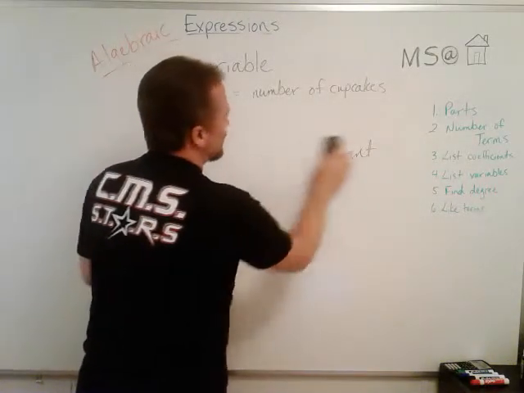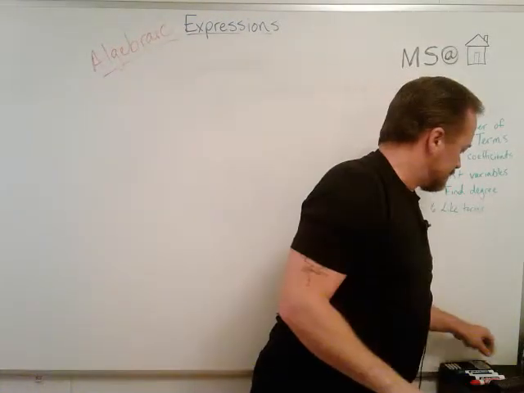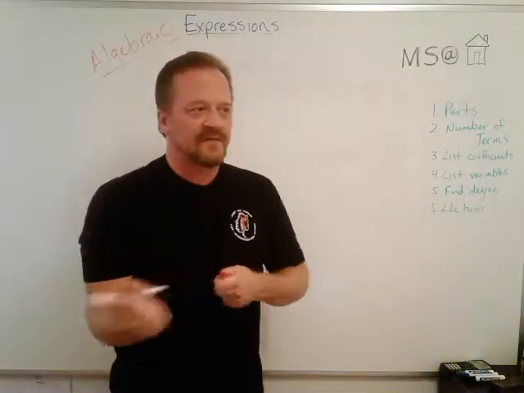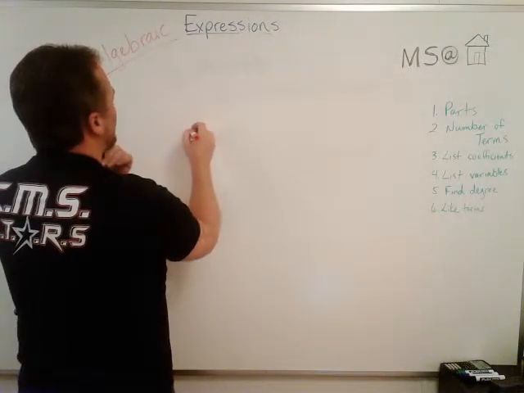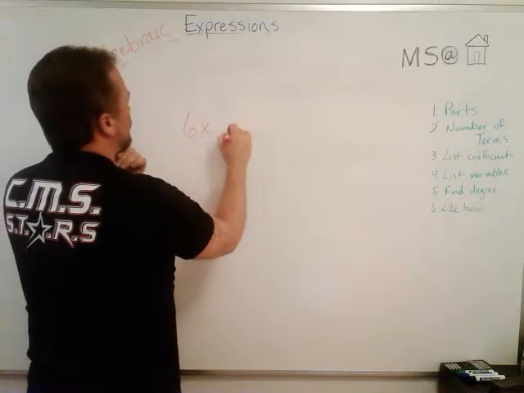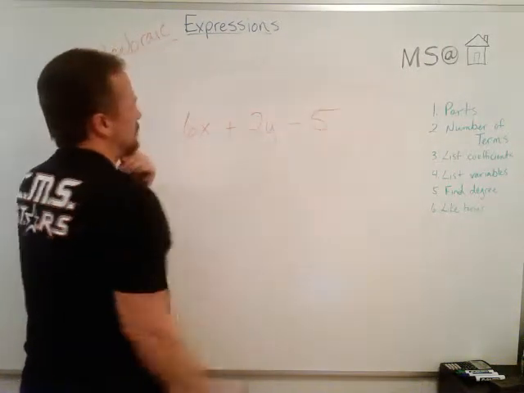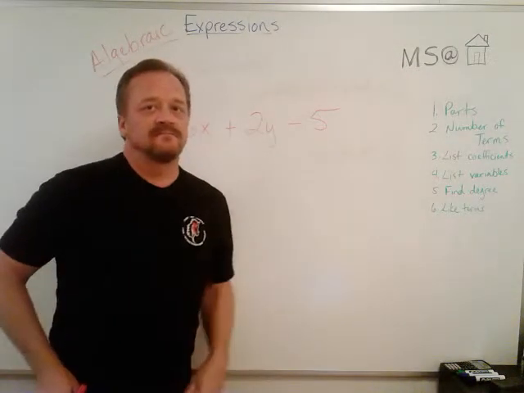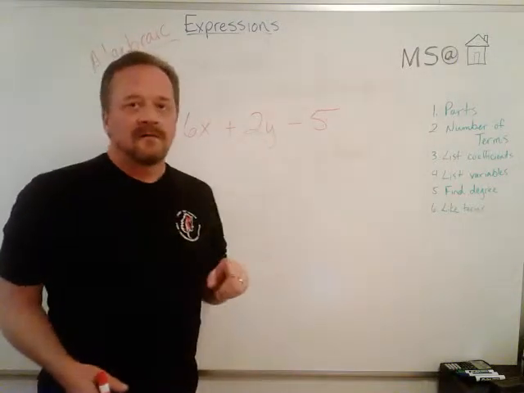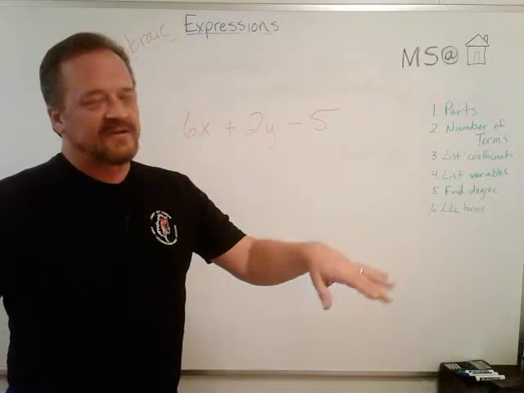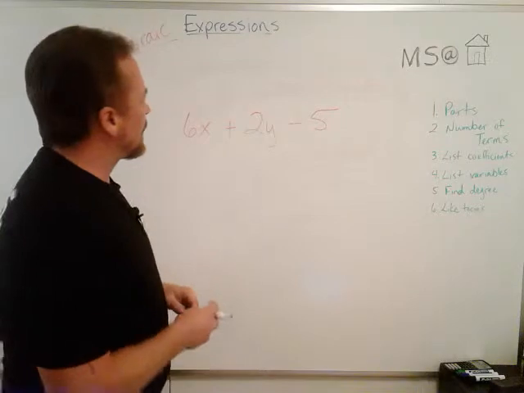We just built that simple expression. Now let's try something a little more robust. Let's say we have 6x plus 2y minus 5. Algebraic expression? Sure it is. It can't be numeric, right? Because it has variables. Numeric expressions only have numbers and operations. This one has numbers, variables and operations. So it's definitely algebraic.